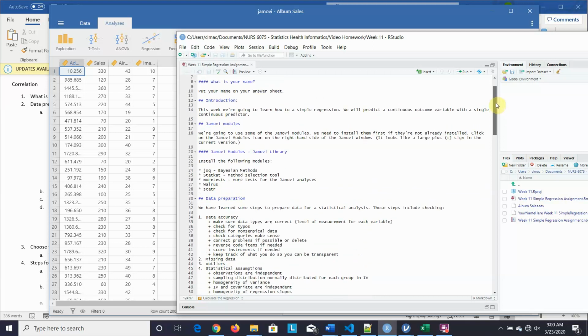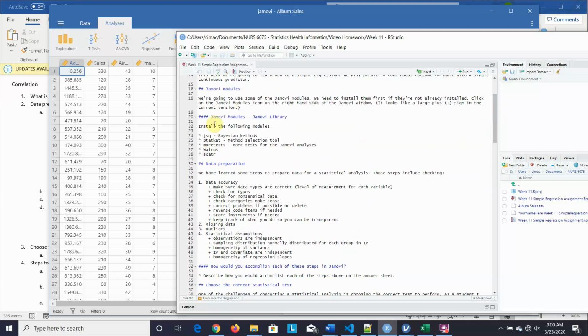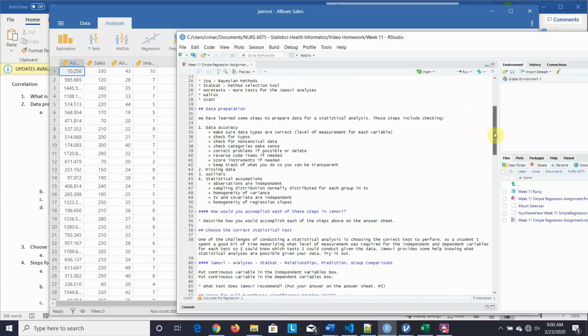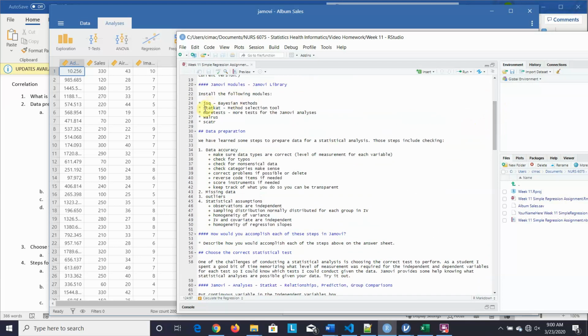So we're going to use Jamovi again. Here's the modules that we've been using. We're not going to get into too much of those, but I'm just going to leave them there because that's what we're always using. So you should pretty much have that there. The scatter is the one that we will use today, but you should already have that installed.